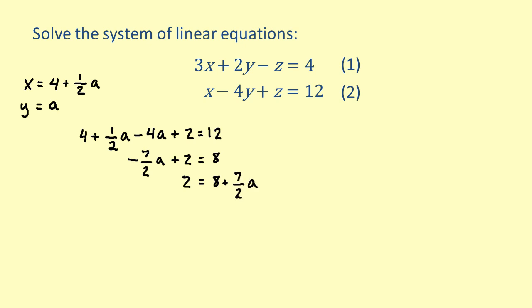Now that we've solved for all three variables, we can write the solution. The solution is the line in three dimensions given by 4 plus 1/2 a, a, 8 plus 7/2 a, where a is any real number. As an added note, we can say that any real number a corresponds to a point on the line of intersection.